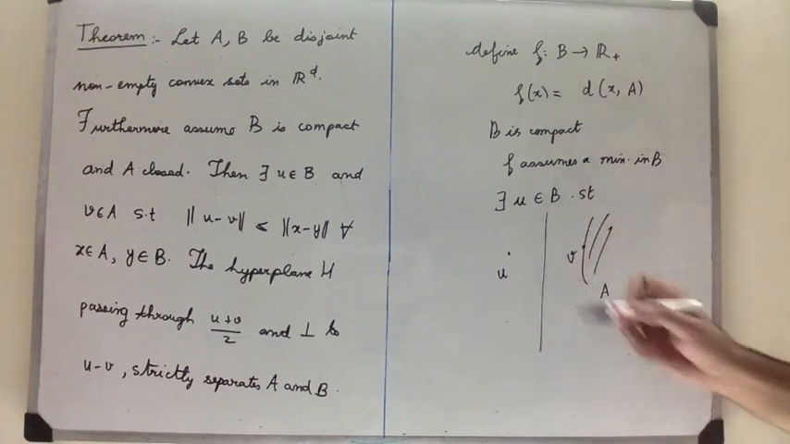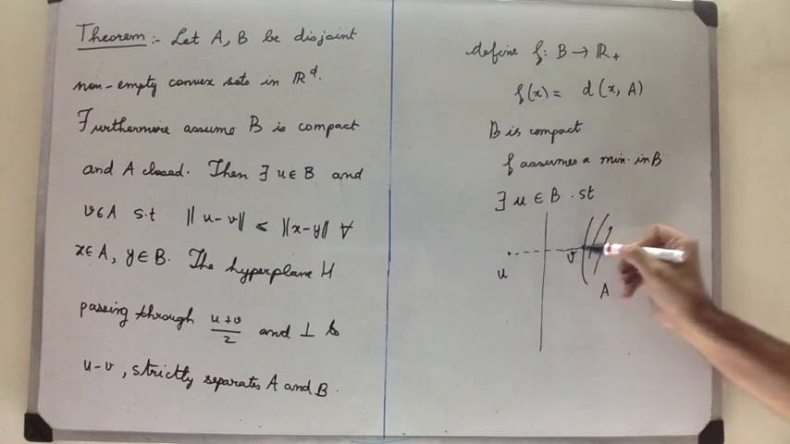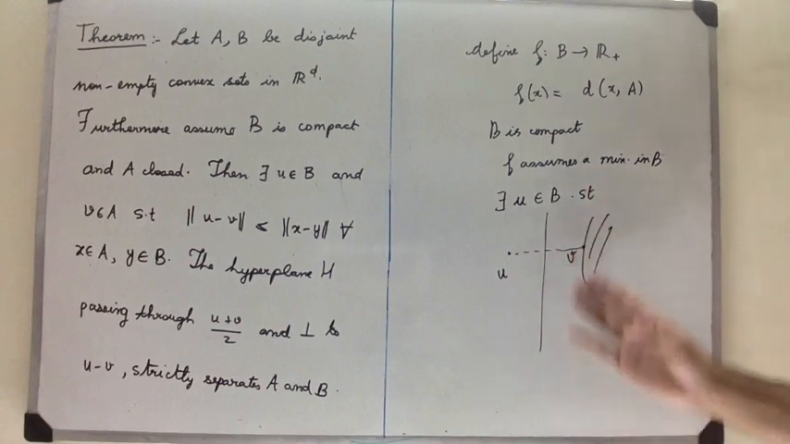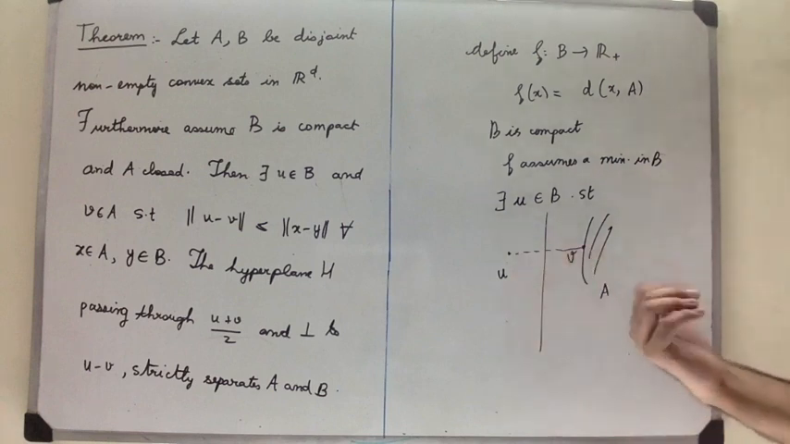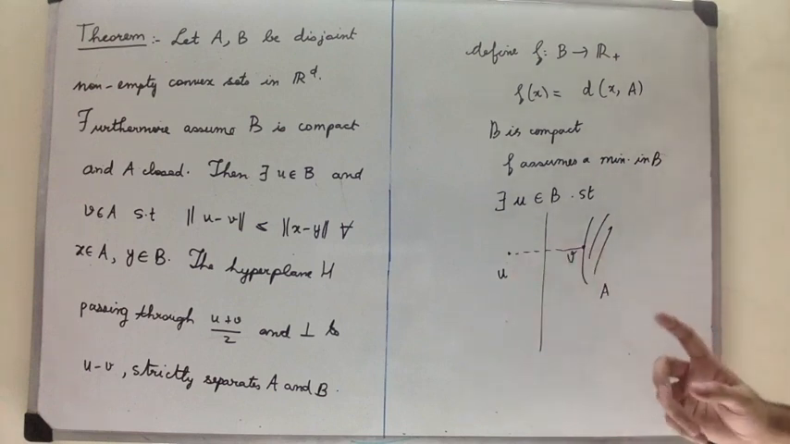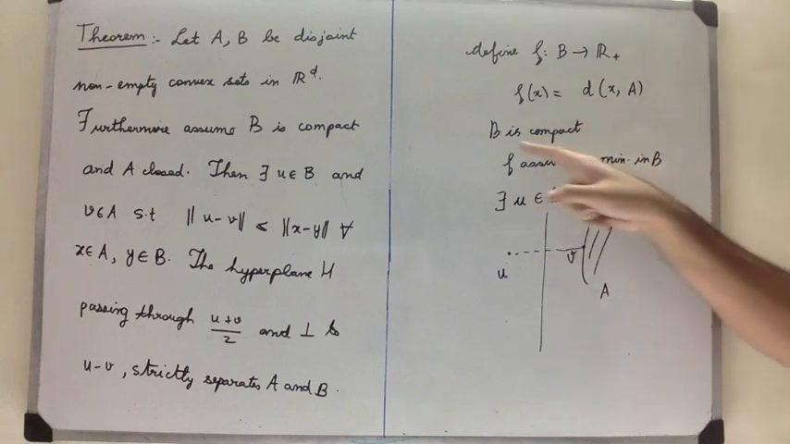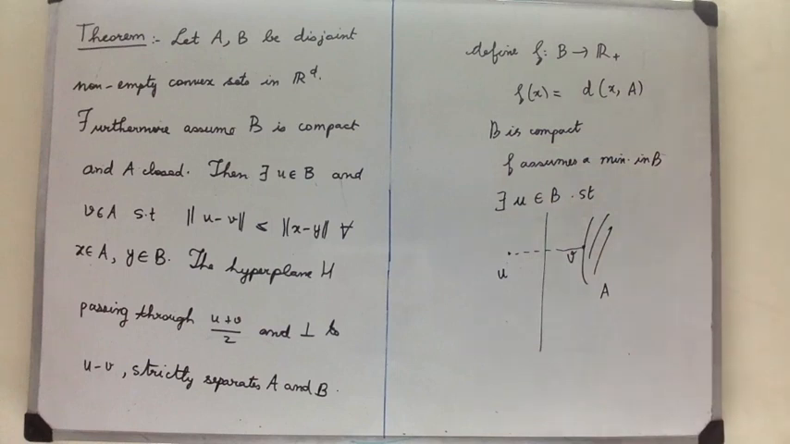Then, as usual, using that special property of projection, we can show that the hyperplane passing through the midpoint separates u and A, and so we are essentially done. The only thing to do in this whole theorem was to show the existence of this u, which is shown because the set B is compact, and as you know, any function from a compact set to real numbers assumes both its maximum and its minimum in the set.